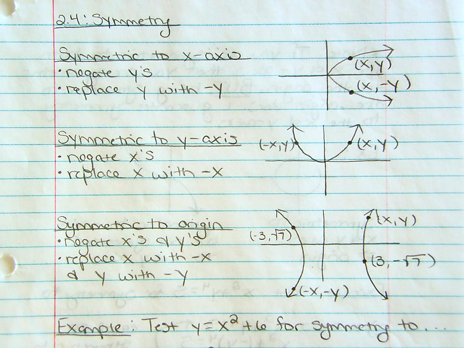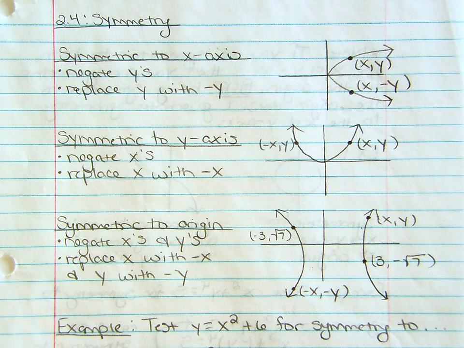There's actually more, because you could be symmetric to really anything. You could specify a line or something like that, and you can be symmetric to it. But in terms of this class, what we're going to talk about is being symmetric to the x-axis, being symmetric to the y-axis, and being symmetric to the origin.